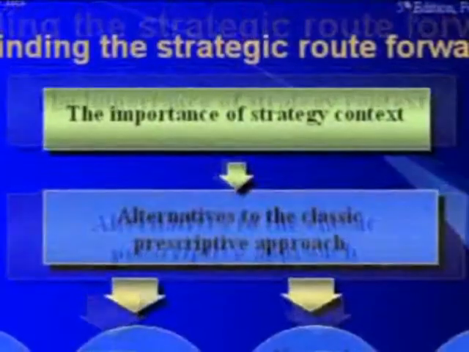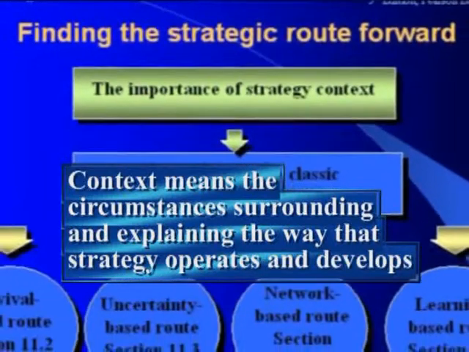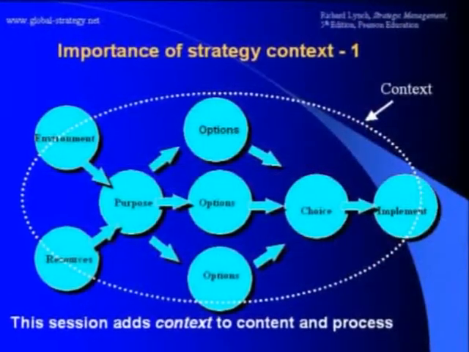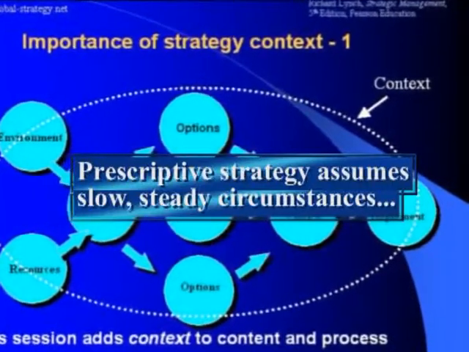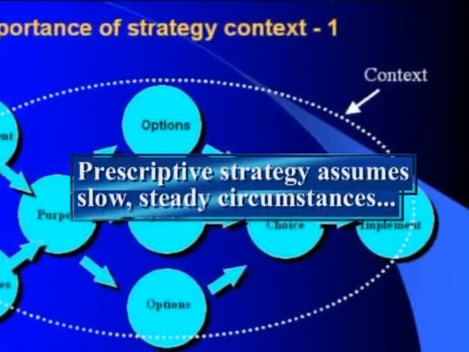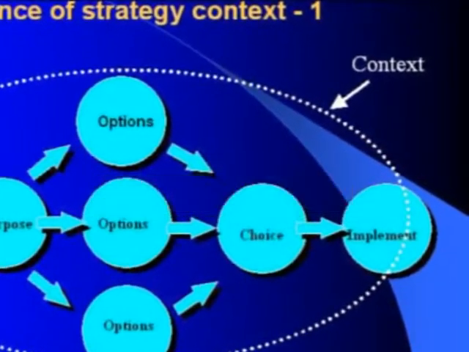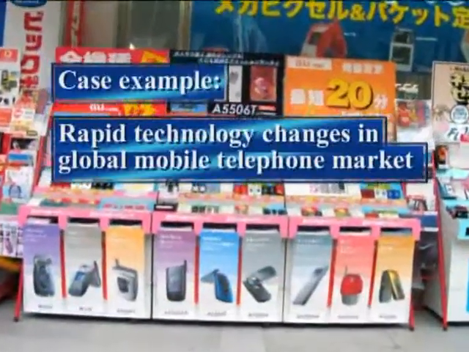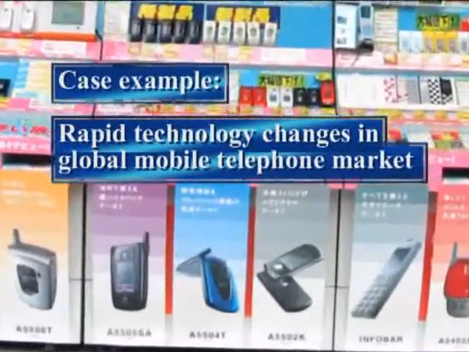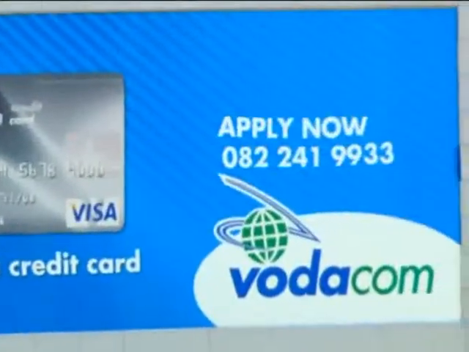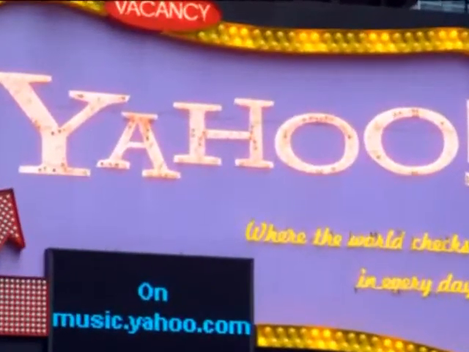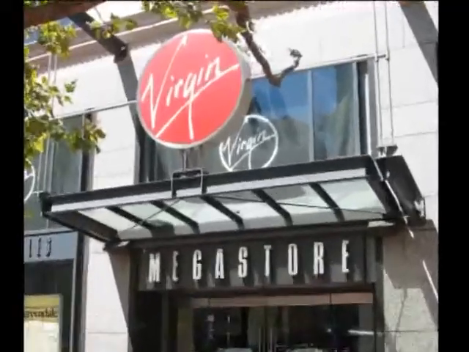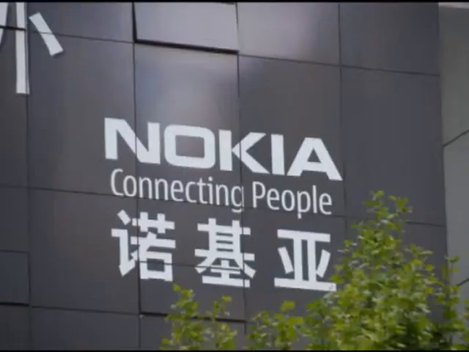Strategic context means the circumstances surrounding and explaining the way that strategy operates and develops. For classic prescriptive strategy, context is assumed to involve slow, steady circumstances that are easy to predict. However, this may be an oversimplification of real strategic situations. For example, context may contain periods of upheaval and rapid growth. At the moment, in 2009, context means a major global crisis with a global downturn in the economy that will not have been easily predicted in advance.